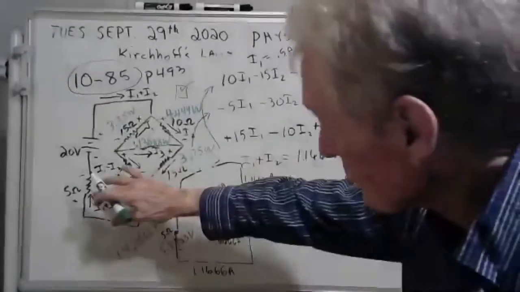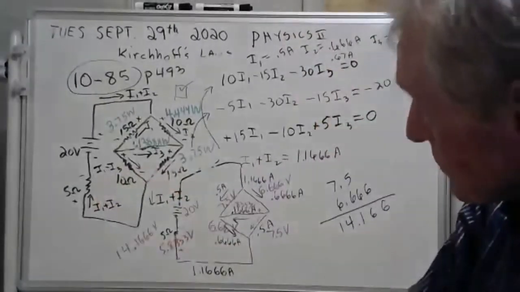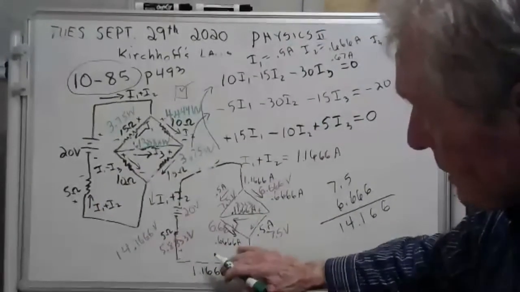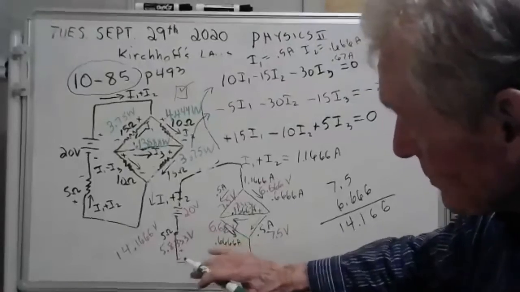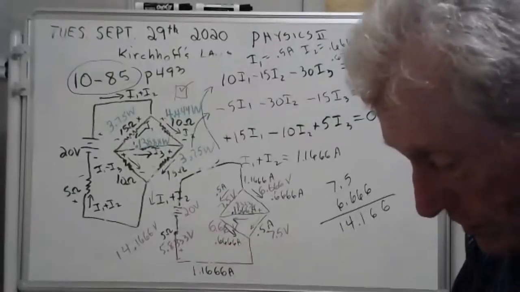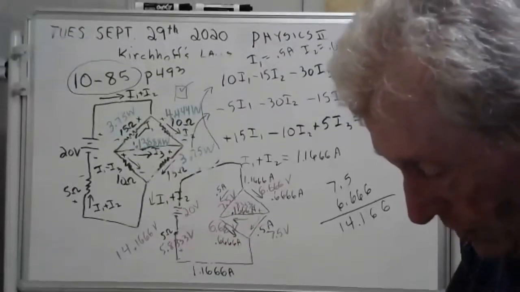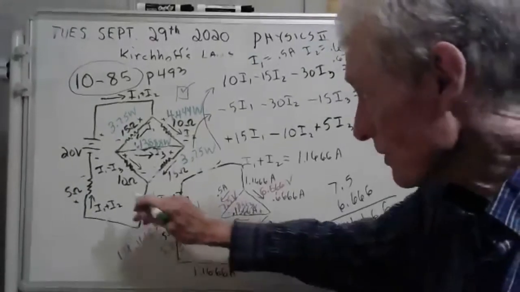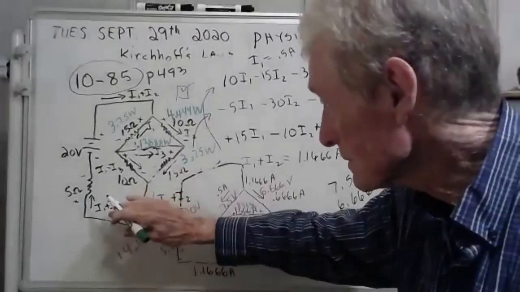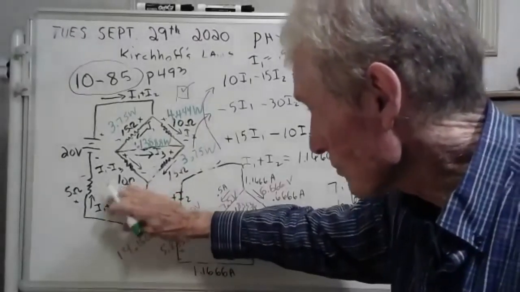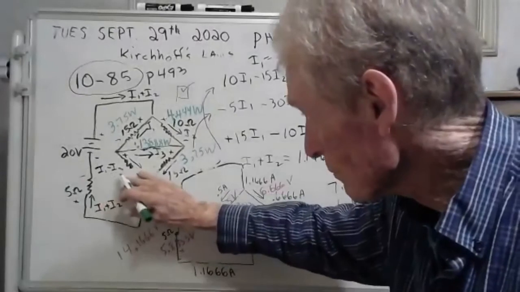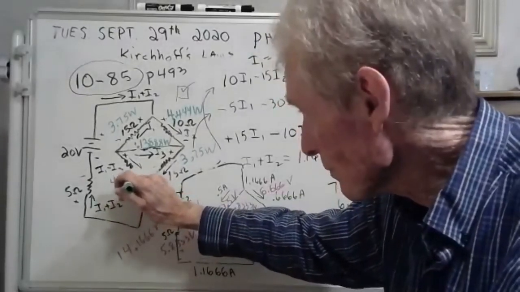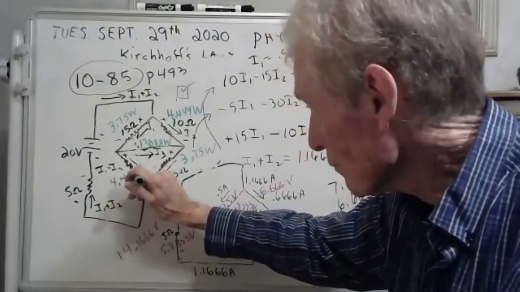We're doing great. Now let's get this one. What's the current there? It's 0.66666, a bunch of 6s amps. 10 ohms. Why don't I just go I squared R? 0.6, a bunch of 6s squared times 10. Here's what I'm getting for that one. I don't have much room to write it. We'll fit it in here somehow. I'm getting 4.444 watts.